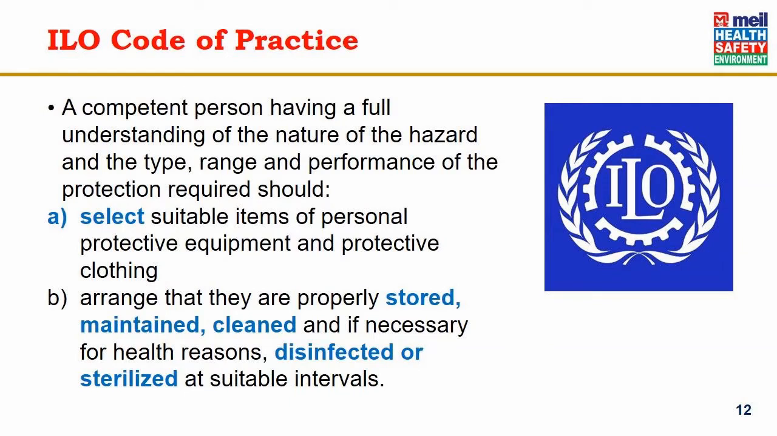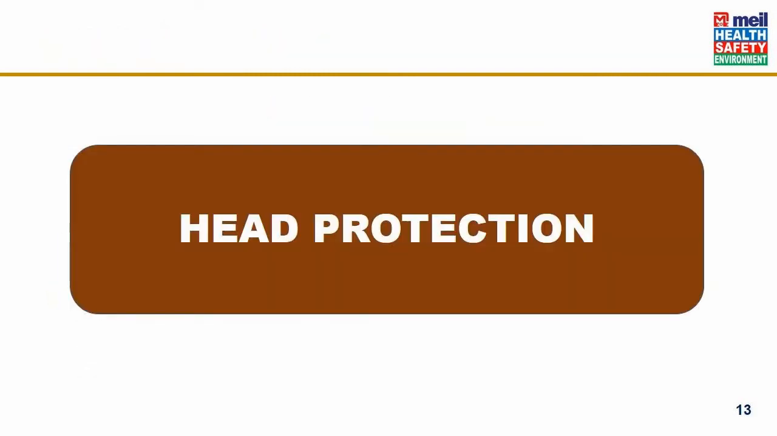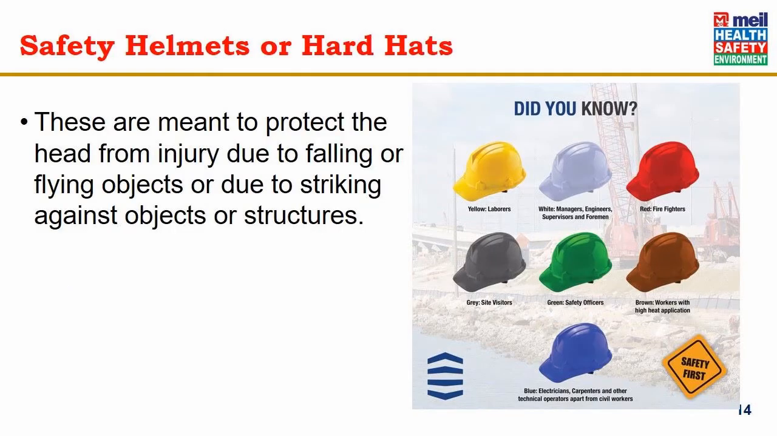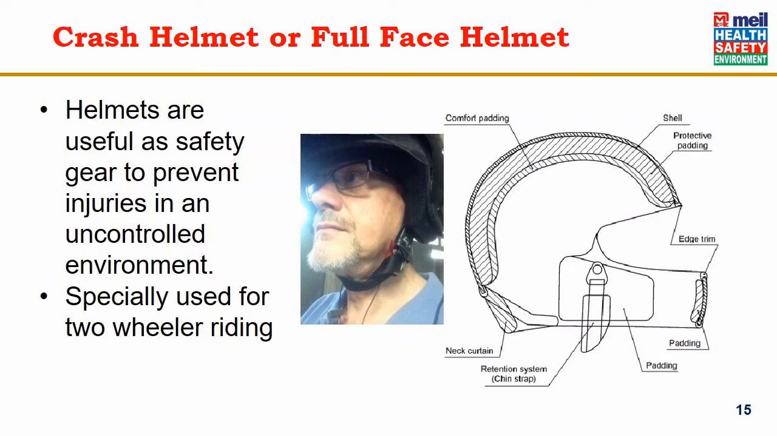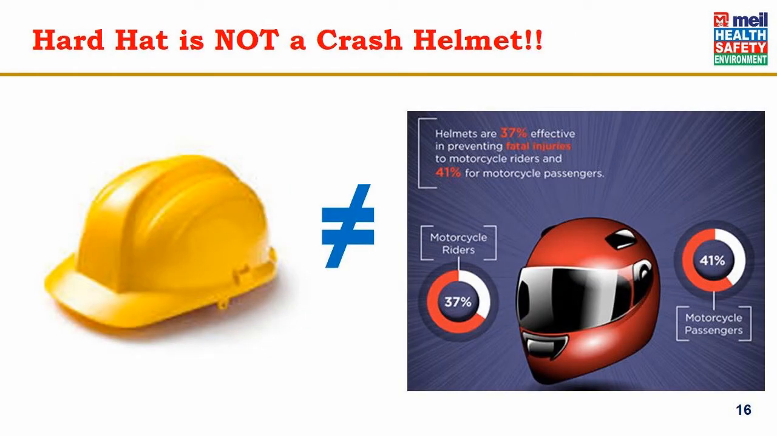Let's look at head protection. Safety helmets or hard hats. These are meant to protect the head from injury due to falling or flying objects or due to striking against objects or structures. Crash helmet or a full face helmet. Helmets are useful as safety gear to prevent injuries in an uncontrolled environment, especially used for two-wheeler riding. A hard hat is not a crash helmet. Hard hats have got a different purpose and crash helmets have a different design and a different work purpose.